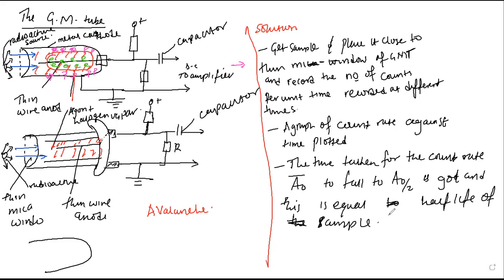So you get your sample. It's just that I lost power. My lights no longer work. But you get the sample. You bring it close to the thick mica window.